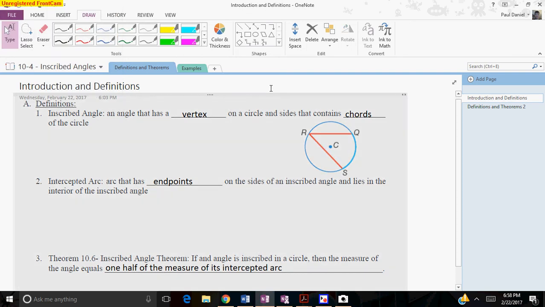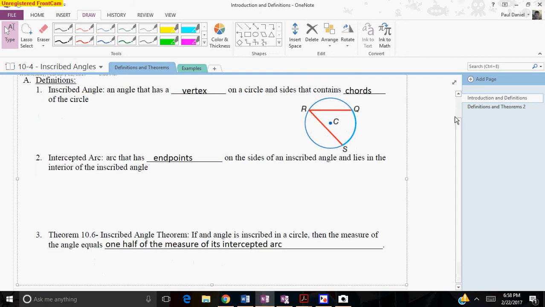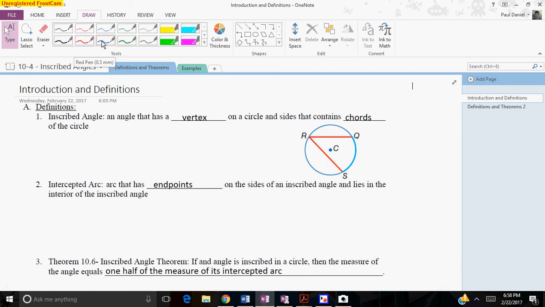Good morning, everyone. This is another day, and today we are going to attempt to run through section 10.4 in your book. It's dealing with inscribed angles.